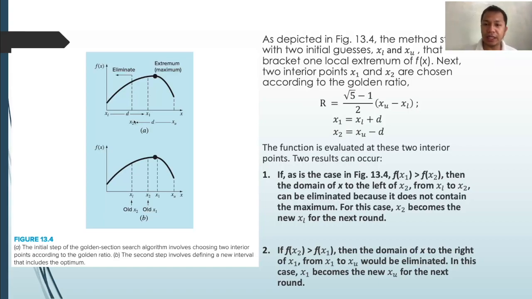The function is evaluated at these two interior points. Two results can occur. First, if f of x1 is greater than f of x2, then the domain of x to the left of x2, from xl to x2, can be eliminated because it does not contain the maximum. For this case, x2 becomes the new xl for the next iteration. Second, if f of x2 is greater than f of x1, then the domain of x to the right of x1, from x1 to xu, would be eliminated. In this case, x1 becomes the new xu for the next iteration.